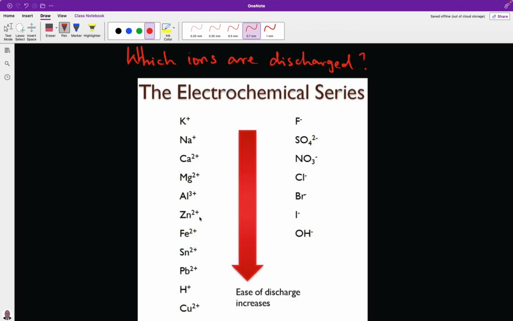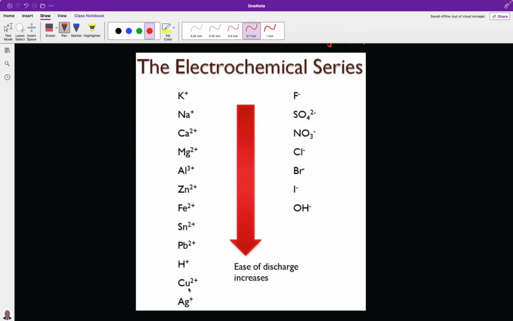In the case of cations, if you have 2 or 3 cations, the cation below the other one has a higher tendency to be discharged. For instance, if I have a hydrogen ion and a copper ion at the cathode, the one likely to be discharged first is copper. The one below in the electrochemical series takes the priority.